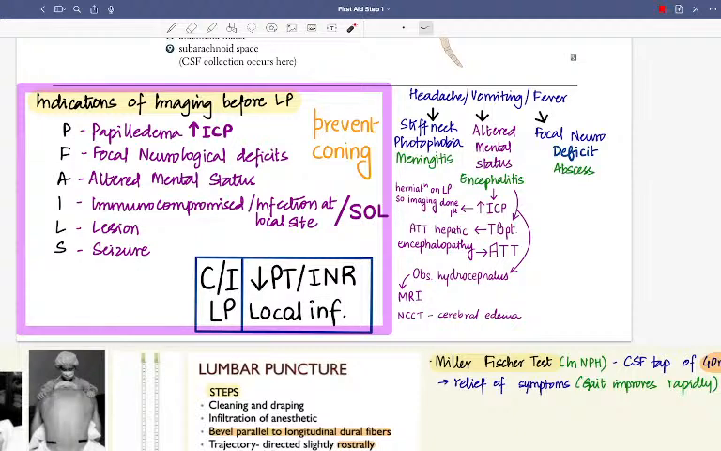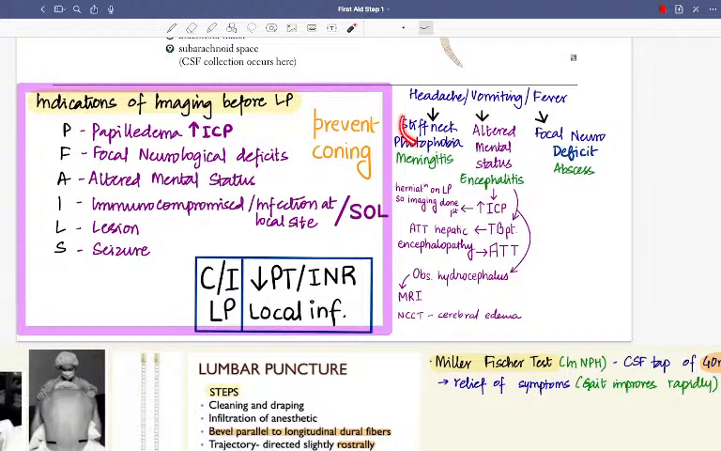Here, for all these things, imaging will be done before lumbar puncture. Then L is lesion, any kind of space occupying lesion, and then we have seizures. Even local infection and decreased PT/INR, that also we won't do. These are all indications of imaging before lumbar puncture.